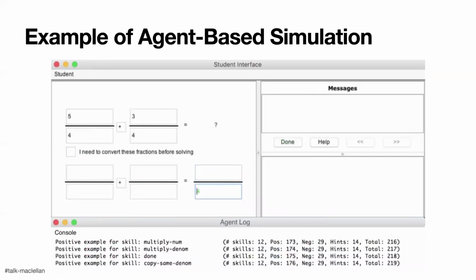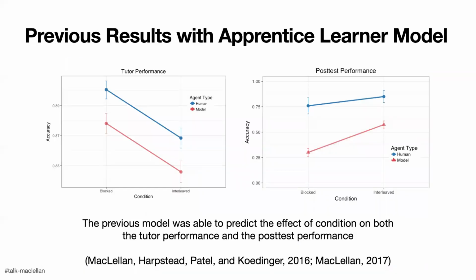So in some previous work, we ran the simulations for all of the students in the 2 different conditions, the blocked and the interleaved condition. And this is a model that was slightly different than the one that I'm presenting today, but I still want to talk about this real quick. The model was able to predict the main experimental results that Ronnie had. In particular, the model predicted that the performance within the tutoring system, on the graph on the left, would be better within the blocked condition than in the interleaved condition.